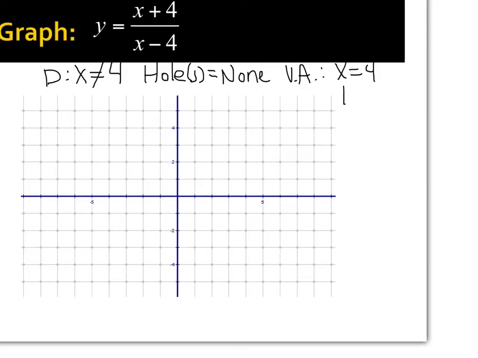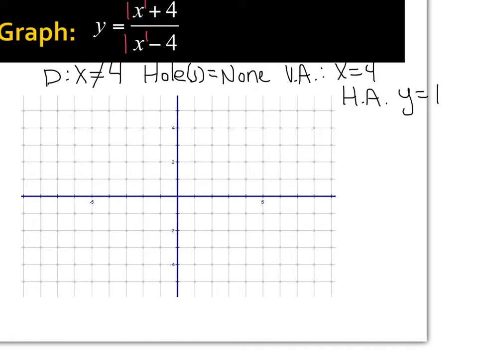And lastly, my horizontal asymptote, I look at my exponents. In the numerator, it's x to the first. In the denominator, it's x to the first. My degrees are the same. Now I need to look at my coefficients. When there's no coefficient in front of the x, we know it's a 1. You just don't see it. So I have y equals 1 over 1, which is just y equals 1. So there's all my information. This is going to help me graph.